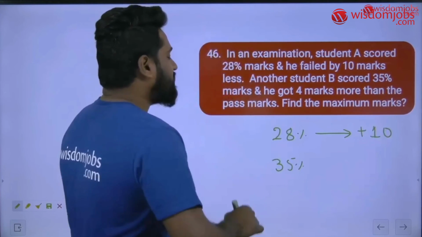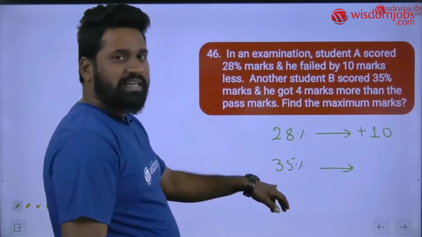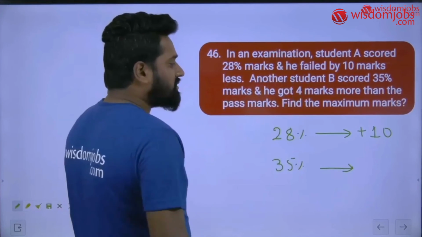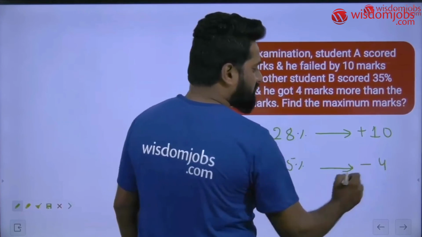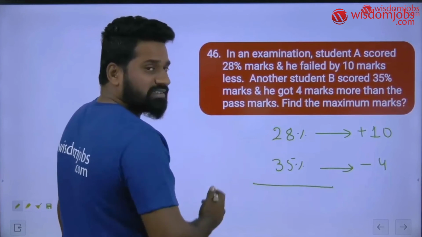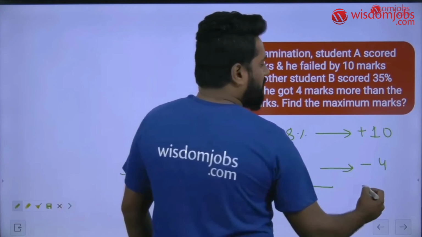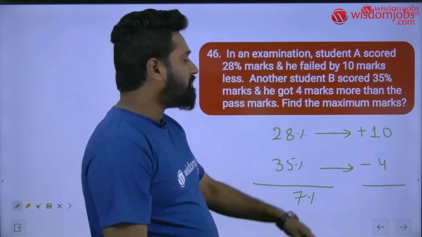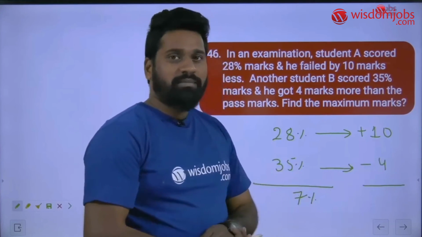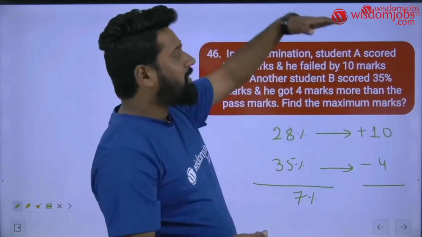Is it clear? In the second case, this person got 35% and he got 4 marks more than the pass. We have to subtract those 4 marks. Now observe the difference here. What is the difference between 28 and 35? 7%. And coming to here, what is the difference between plus 10 and minus 4? Don't take 10 minus 4. 10 minus 4 is 6. Observe carefully here. Plus 10 to minus 4.